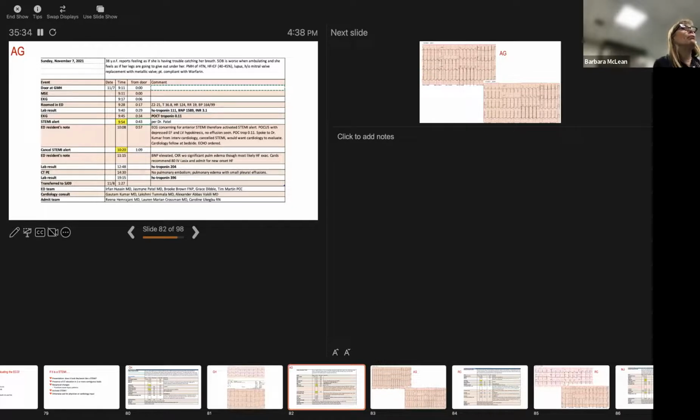Okay, so everybody was pretty worried. This physician was pretty worried. He said, let's activate STEMI because she's got an elevated troponin. Look at her BNP, it's also elevated. And so they activated that STEMI alert. But then they took a look at POCUS. They evaluated the patient. They said, we're not going to go to the cath lab emergently.